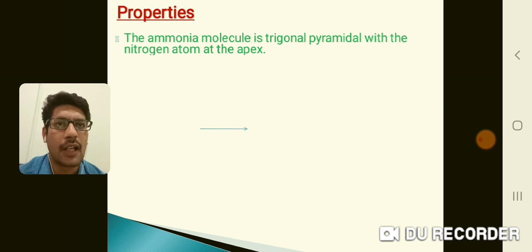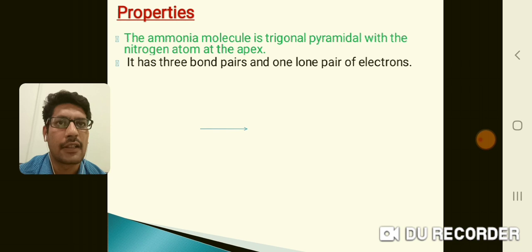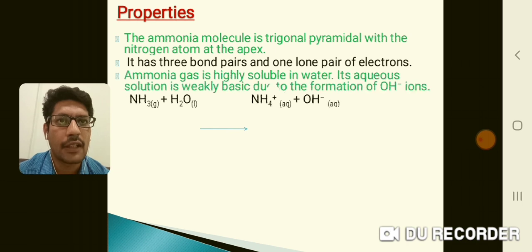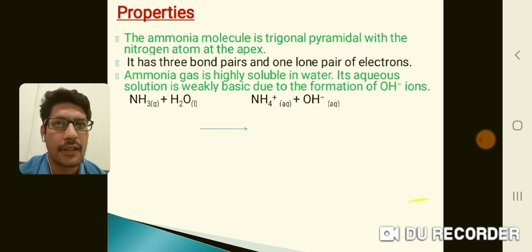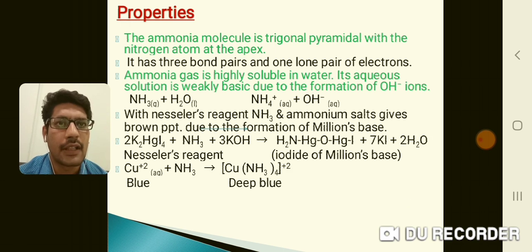Now properties. The ammonia molecule is trigonal pyramidal with the nitrogen atom at the apex. It has 3 bond pairs and 1 lone pair of electrons. Ammonia gas is highly soluble in water. Its aqueous solution is weakly basic due to the formation of hydroxide ions. With Nessler's reagent, ammonia and ammonium salts give a brown precipitate due to the formation of Millon's base, which on reaction with ammonia gives deep blue coloration.